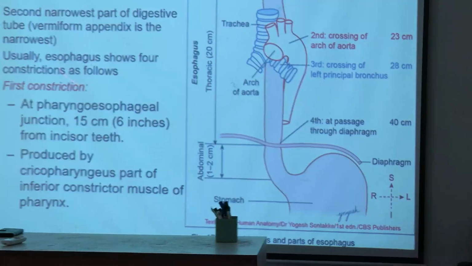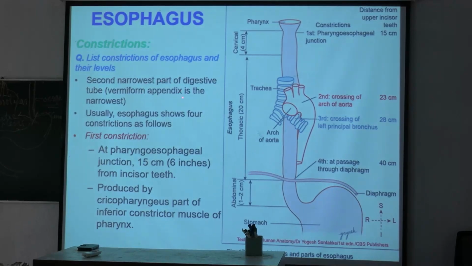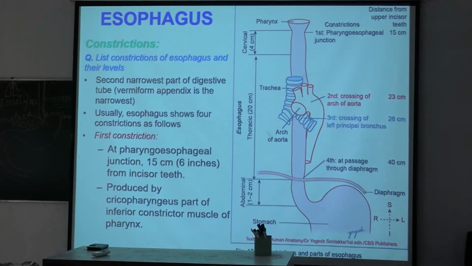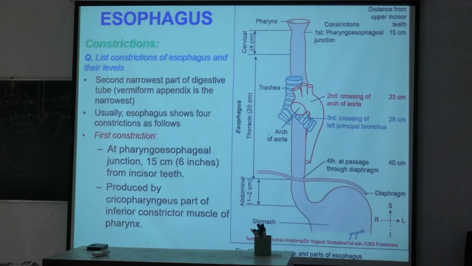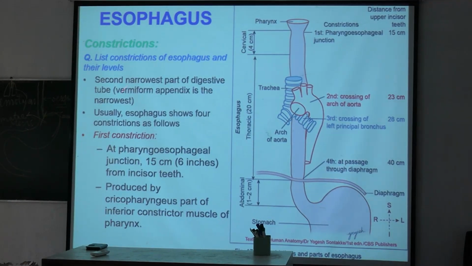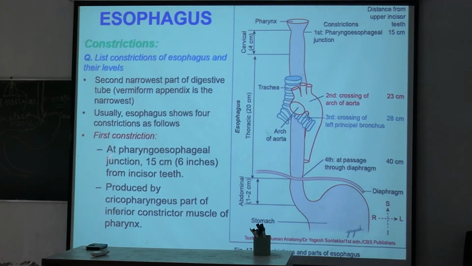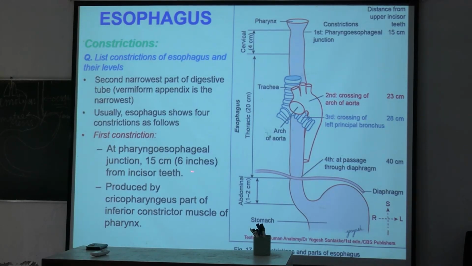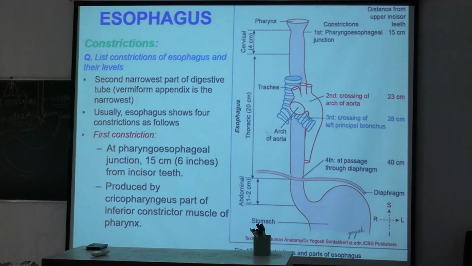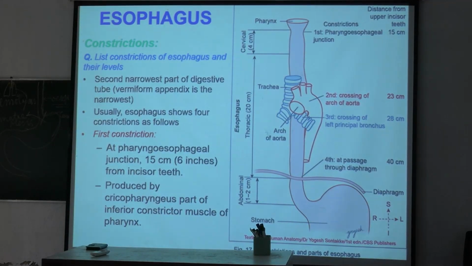Next, we are going to discuss the constrictions in detail. The esophagus is the second narrowest part of the digestive tube, and the first narrowest is the vermiform appendix of the intestine. Usually, the esophagus shows four constrictions. The first is at the pharyngoesophageal junction, 15 centimeters or 6 inches from the incisor teeth, produced by the cricopharyngeus part of the inferior constrictor muscle of the pharynx.